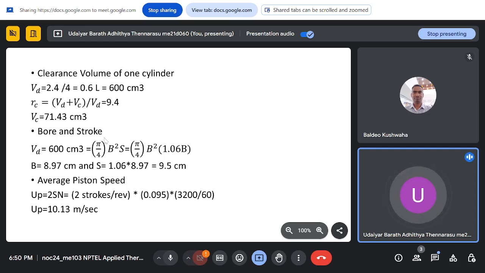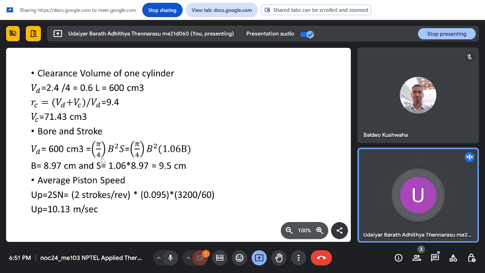So bore and stroke. So your displacement volume is known. So using that bore and stroke relation, we can estimate bore and stroke length. So your displacement volume is 600 centimeter cube, which will be equal to pi by 4 into your bore diameter square into your stroke length. We know that your stroke is 1.06 times of b. So substituting that, this expression is now in terms of b. So you can estimate the bore diameter. So it becomes pi by 4 into 1.06 b cube. So b will be 8.97 centimeter.